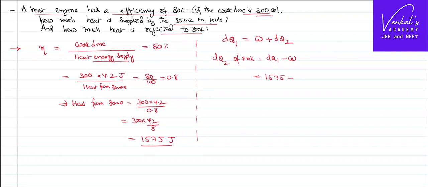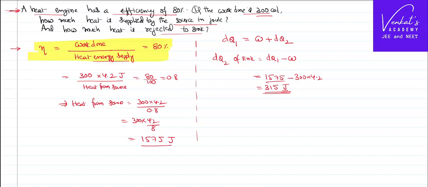Minus, it is given that the work done is 300 calories. Of course, that has to be converted into joules so that my entire answer will be in joules. So if you calculate this value, it will be 315 joules. So out of the total 1575 supplied joules from the source, 315 is rejected to the sink. That's how we can solve problems based on heat energy and heat engine, right? This is also called a Carnot heat engine. That's it. It's a very simple thing, and you only need to know the meaning of efficiency to solve this problem.